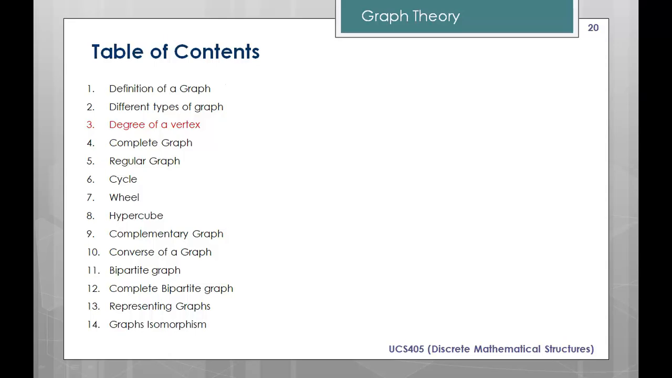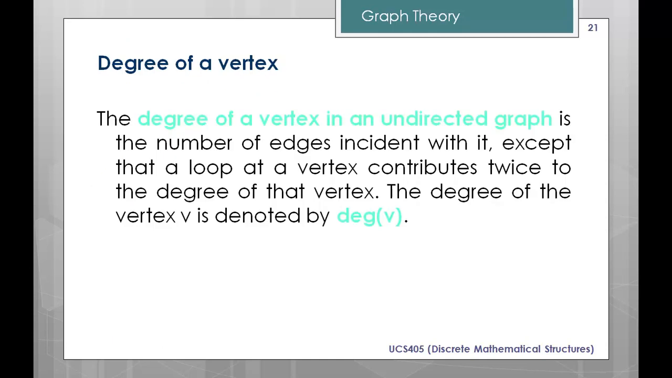In the last lecture we covered the definition of a graph and different types of graph. In this lecture we will cover the degree of a vertex. What is the degree of a vertex? First we will study it for the undirected graph, then later for the directed graph also. It is the number of edges incident with it, except that a loop at a vertex contributes twice to the degree of that vertex, and it is denoted by deg(v). That means the degree of that particular vertex, that is v.